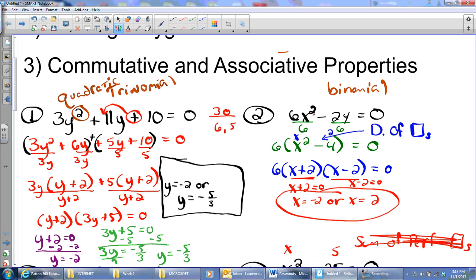Okay, this one, number 2, only has 2 terms, so it's a binomial. And it's second power, so it's a quadratic binomial, right? Quadratic binomial. Remember, 1 term is monomial, 2 terms binomial, 3 terms trinomial, 4 terms or more polynomial. First power linear, second power quadratic, third power cubic, and fourth power is quartic.